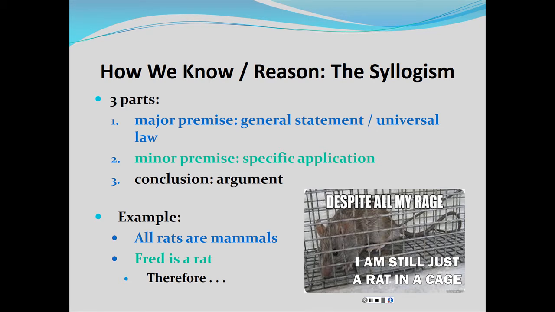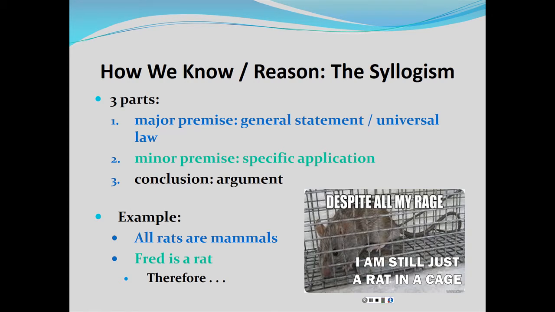So let's say I happen to adopt this mammal here. I happen to adopt Fred the rat. And I'm wondering if Fred is a mammal. But I know that all rats are mammals, and I know that Fred is a rat. Therefore, what conclusion am I going to draw? So I'm going to go ahead and shout it out. All rats are mammals. Fred is a rat. Therefore, Fred is a mammal. Good. That's what we're trying to do.